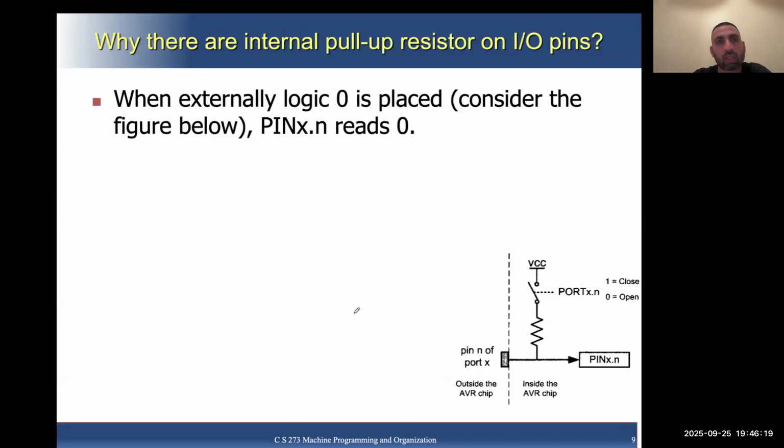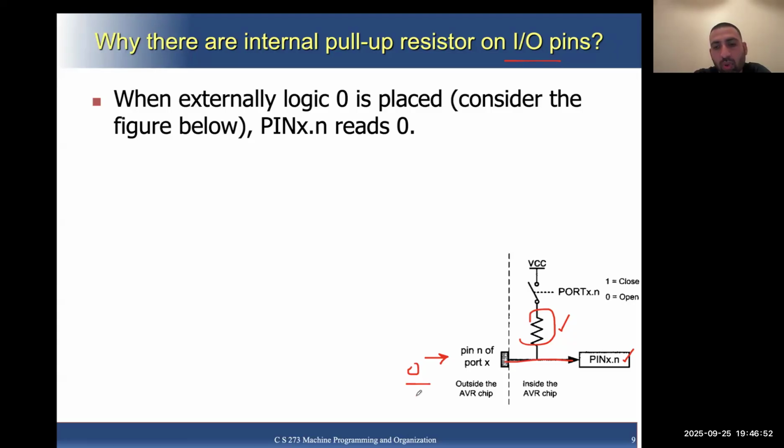Then you can ask the question: why are there internal pull-up resistors on IO pins, why do we need this resistor, why can't we simply connect the input pin directly to the PINx, and why does the AVR put in this internal pull-up resistor? The issue is that when the external input is 0, that 0 will be latched into this bit of the PINB register, the nth bit of the PINB register.